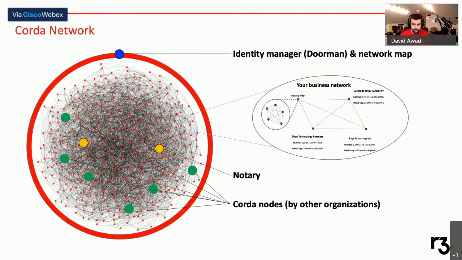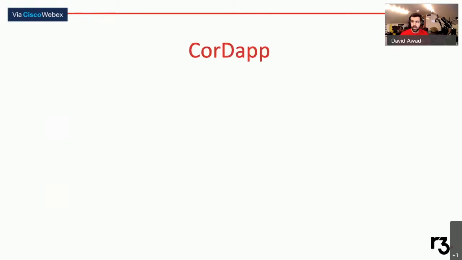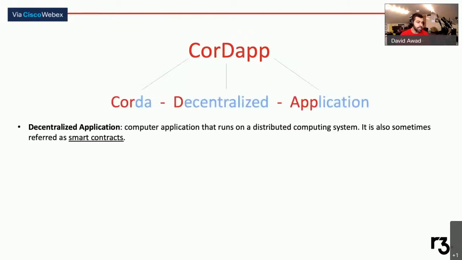So that being said, let's start with the basics. We keep using this phrase CorDapp. We're going to have to define it at some point. A CorDapp, long story short, is a Corda decentralized application. That means a computer application that runs on a distributed computing system. Surprising. It is also sometimes referred to as smart contracts. That's another way to refer to what we're able to enable with this, right?